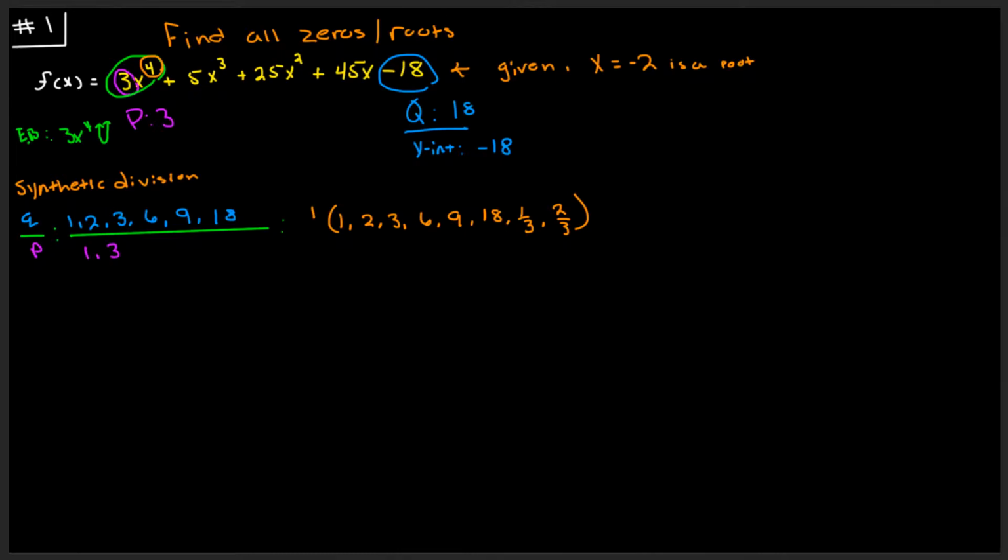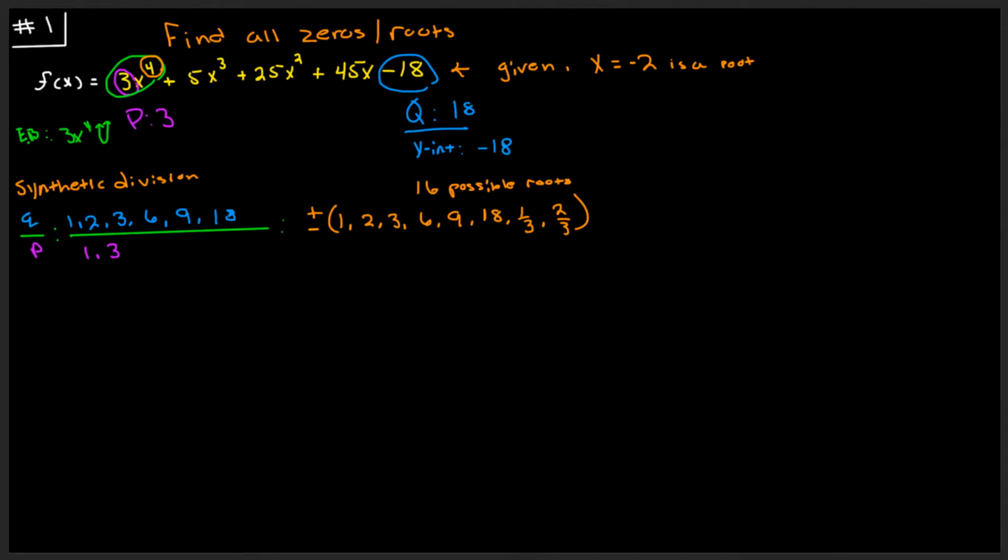And don't forget, these are plus or minus. There's a positive and a negative for each. So instead of having 1, 2, 3, 4, 5, 6, 7, 8 answers, we actually have 16 possibilities. 16 possible roots. 16 possible things we can try for synthetic division.